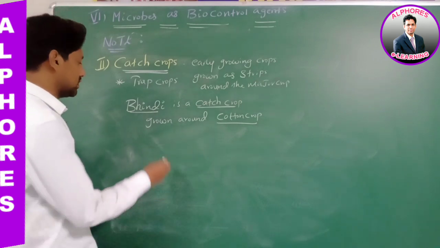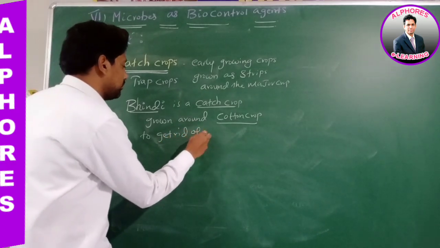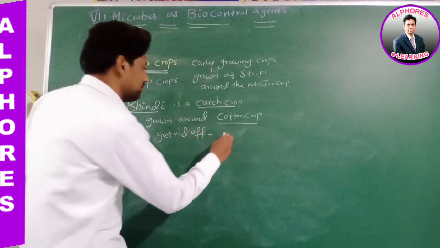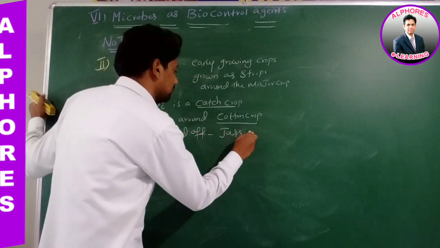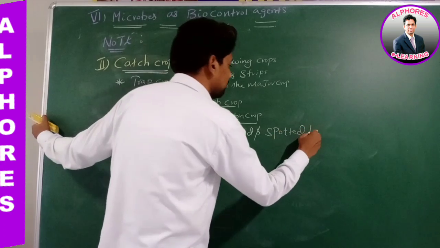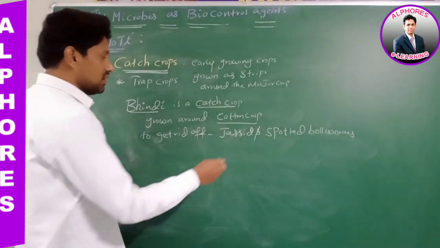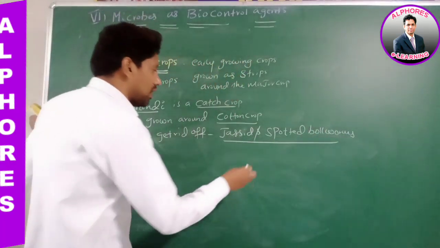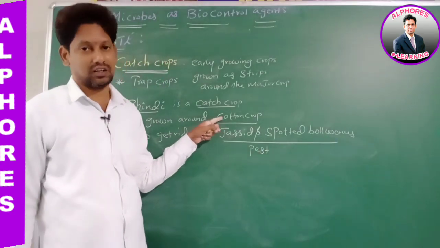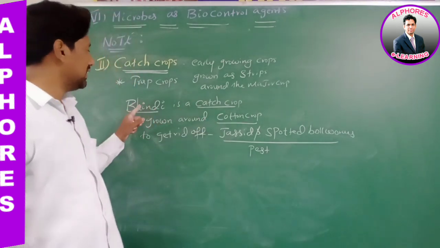To get rid of which pests? To get rid of jassid and spotted bollworms. These are pests that try to destroy the cotton crop. So around this cotton crop, we grow a catch crop by the name bendi.